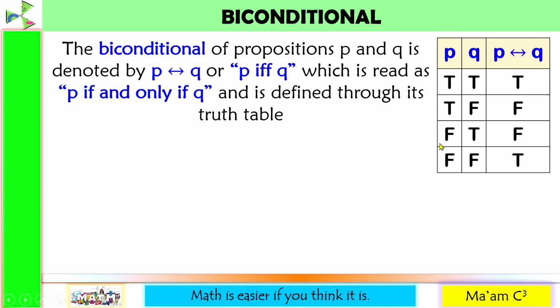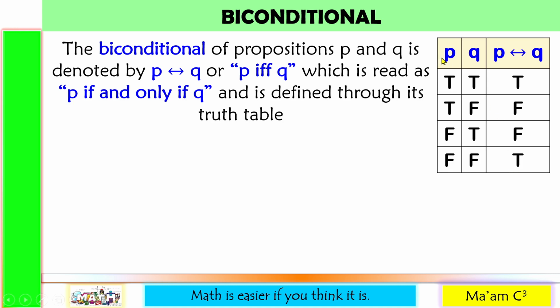If the truth value of P and Q are both true, then P if and only if Q is also true. If the truth value of proposition P is true and the truth value of the proposition Q is false, their biconditional is false. If the truth value of P is false and the truth value of Q is true, their biconditional is still false. But if the truth value of both P and Q are false, then their biconditional is true.